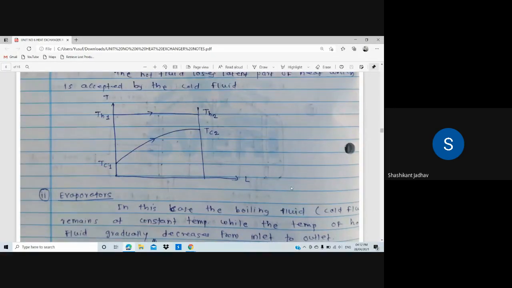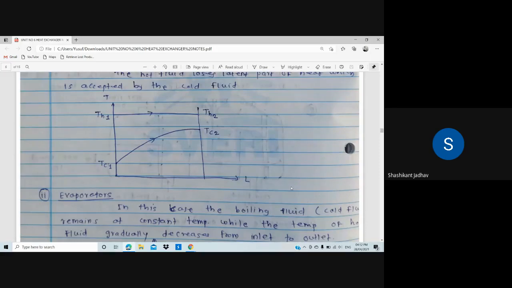There is a hot fluid. The hot fluid is nothing but the condensing fluid, which stays at the same temperature, TH1 to TH2. Because of that, the cold fluid's temperature increases from TC1 to TC2. This is the diagram for the condenser.